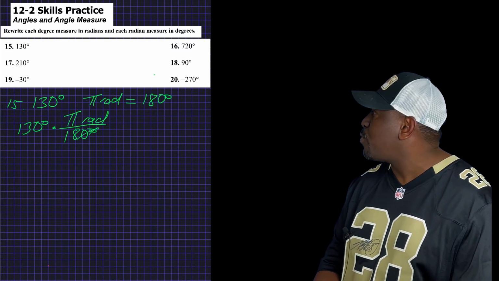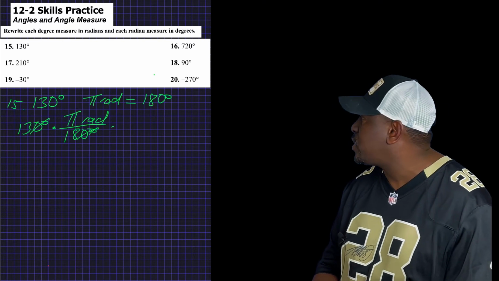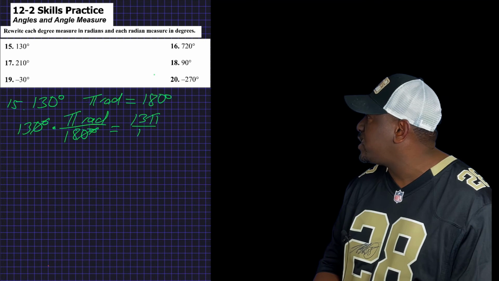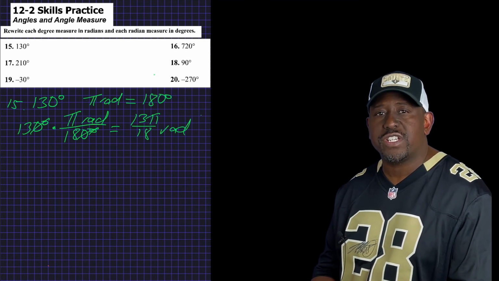We're going to put pi radian in the numerator. And so now by doing that, we will convert. And you divide both sides by 10. And so you end up with 13 pi over 18 radian. And we have now converted it.